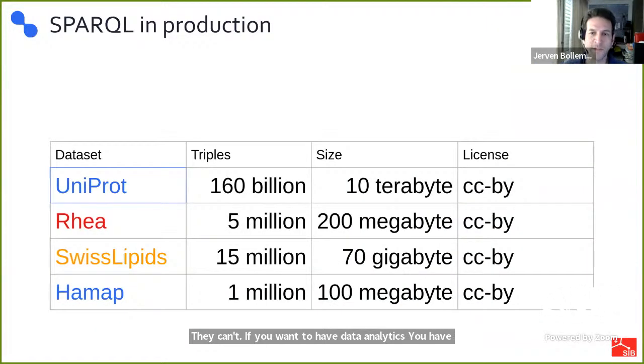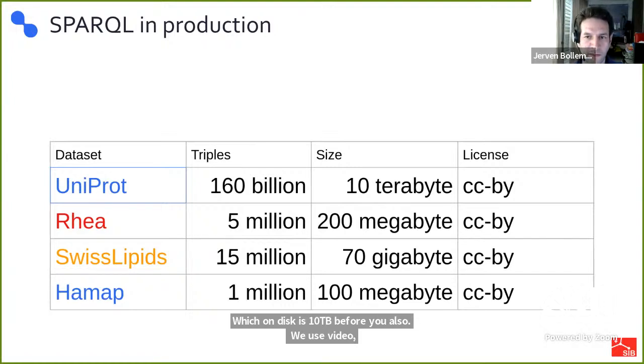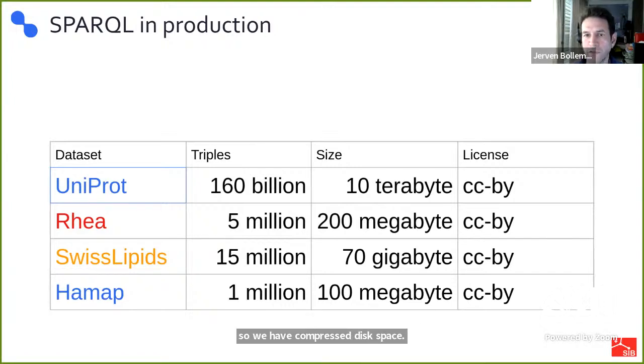So UniProt has been in production since 2014, and since then has been joined by some other smaller databases. The current UniProt release is about 160 billion triples, which on disk is 10 terabytes with Virtuoso. We use VDO, so we have compressed disk space, so it's 5 terabytes that you actually need. For RIA, Swiss Lipids, and HAMAP, we use RDF4J because they're much smaller.